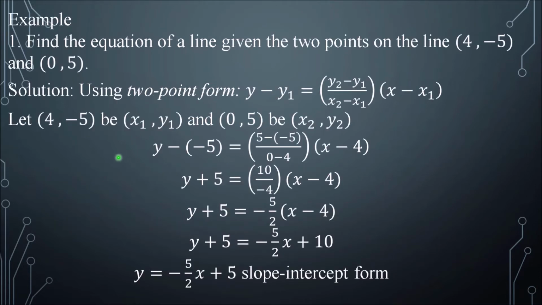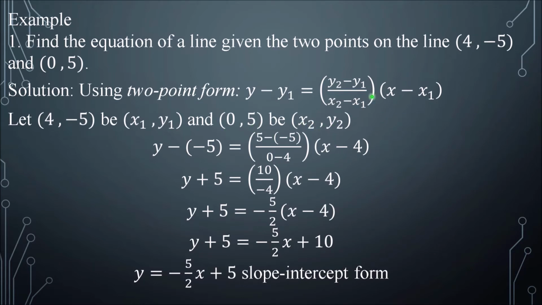So let's have the first example. Find the equation of a line given 2 points on the line, 4, -5 and 0, 5. So as you can see, 2 points are given, so we will use 2-point form. First we need to identify what is x sub 1, y sub 1, x sub 2, and y sub 2. So here we have 4, -5. X sub 1 is 4, y sub 1 is -5. X sub 2 is 0, y sub 2 is 5.